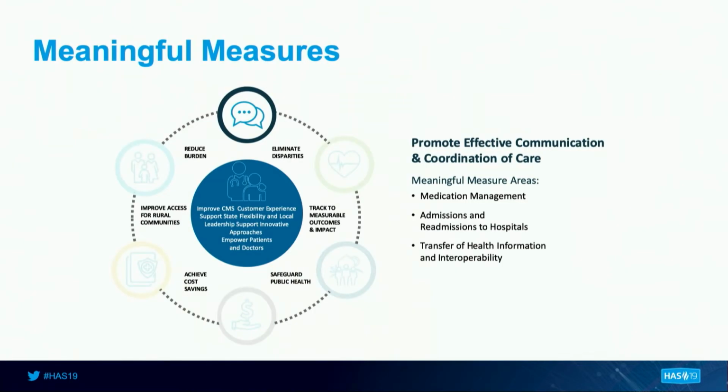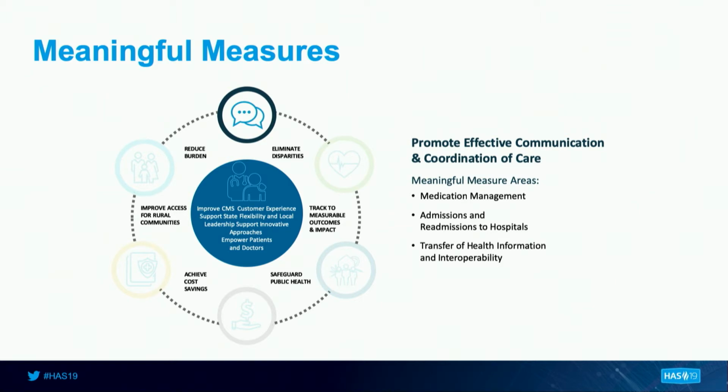And so the initiative is more than just objectives and levers. We have a really concrete framework, a really concrete tool that I'm going to click through here. What you see first, hopefully, at the center is the patient, of course, at the center of everything we do. We have the patient and the provider and the depiction of that relationship along with our CMS goals. Then, in the bold text around the circle, we have our six cross-cutting criteria. These are criteria that almost every measure should meet, things like reducing burden, eliminating disparities, tracking to measurable outcomes and impact, achieving cost savings, et cetera.